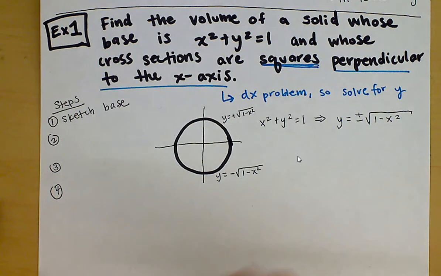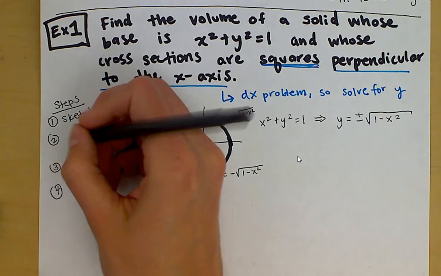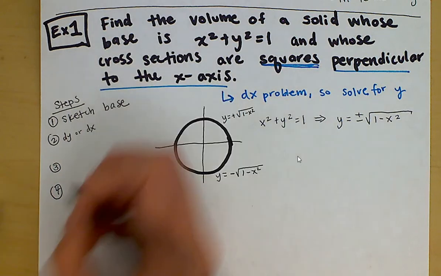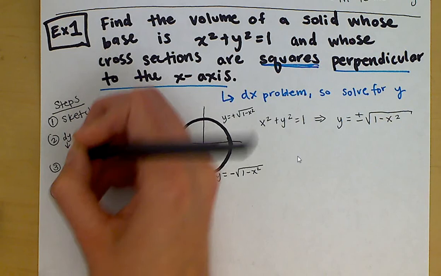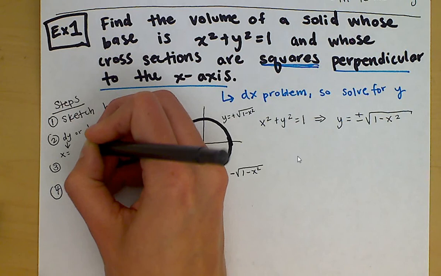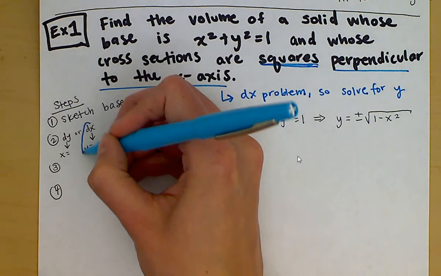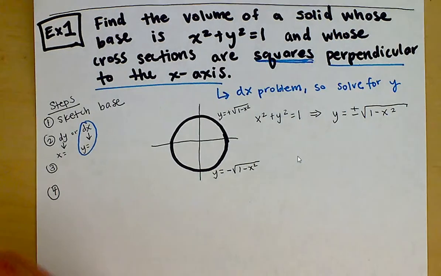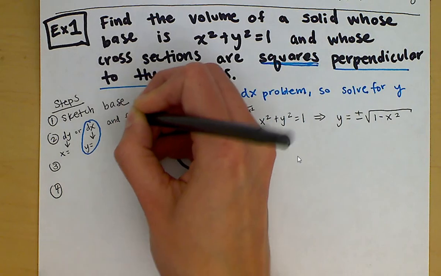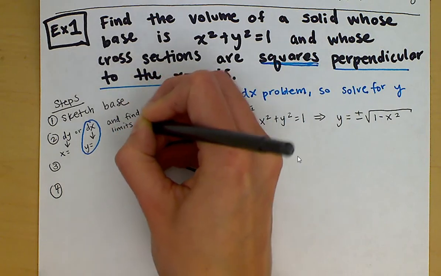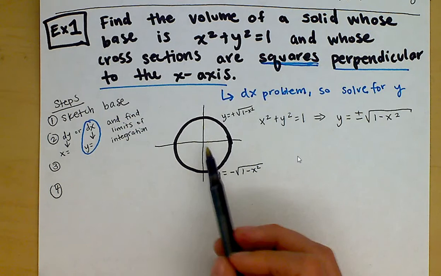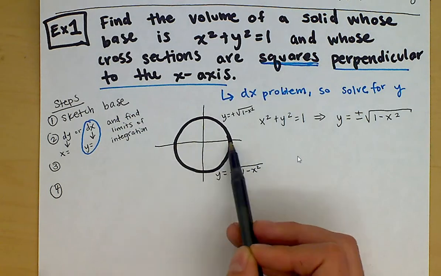So I've kind of already started step 2, which is to figure out if it's dy or dx. If it's dy, then basically you solve for x. And if it's dx, you solve for y. And this is the one that we've done. It's a dx problem. And then, find limits of integration. Since it is a dx problem, we're looking for the changes in x. So I'm going from -1 to 1.